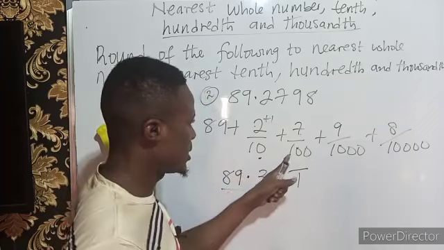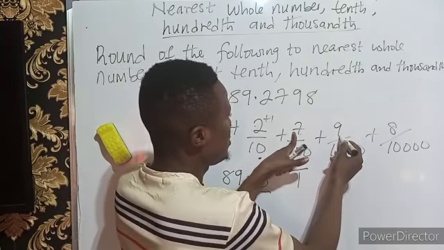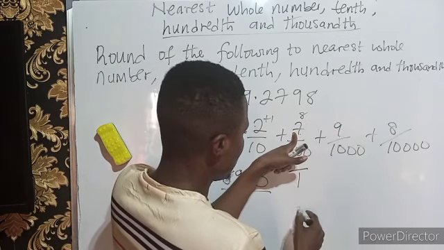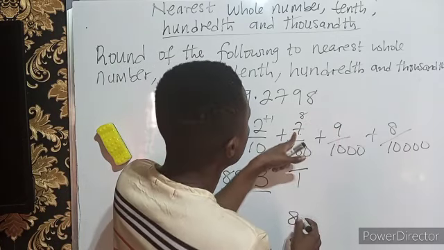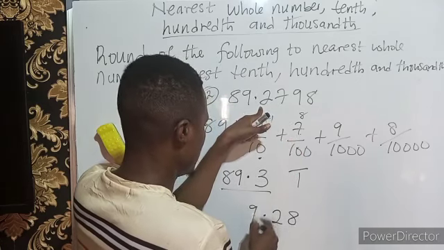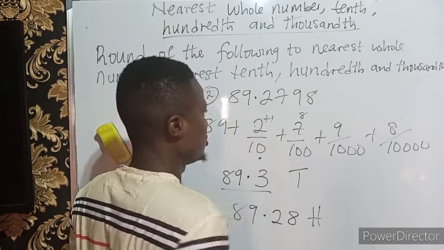To the nearest hundredth, I have 7 because 100 is under it. This number is up to 5. I'll add 1, it becomes 8. So I'll have it as 8 followed by 89.28 to the nearest hundredth.